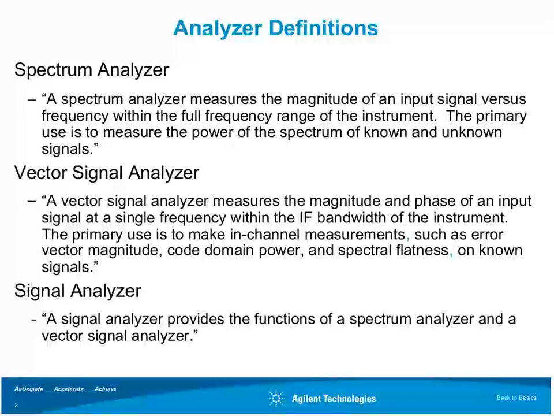Now, sometime after that came the introduction of a vector signal analyzer, which provides not only magnitude information, but also phase information, typically over some finite IF bandwidth of the instrument. And so this new capability, by adding not only the magnitude, but the phase information, gave us the ability to do additional kinds of measurements, to do things like error vector magnitude and code domain power and so forth. It added really a new dimension of capability.